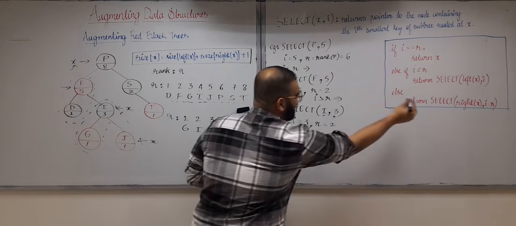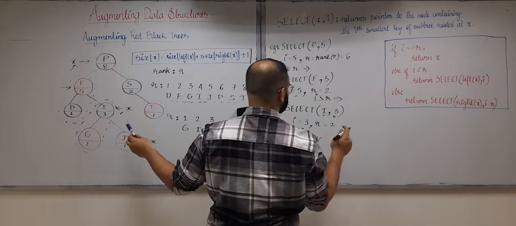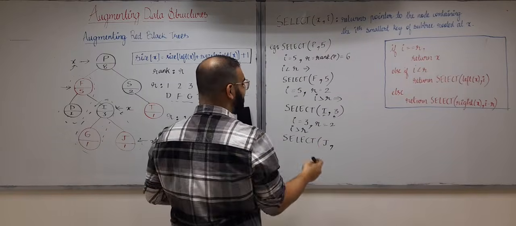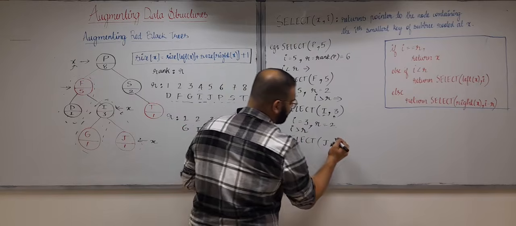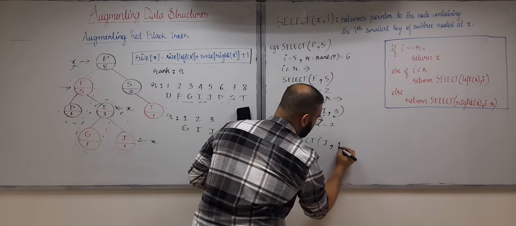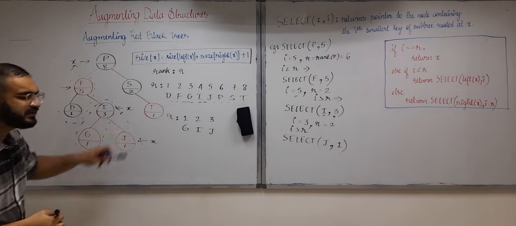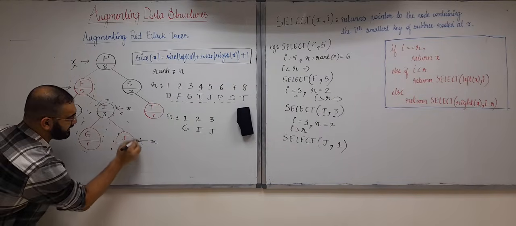So if I write the next recursive call, what is the right child of I? It is j, right? And what is i minus r? i is 3, r is 2. So 3 minus 2 is 1, right? 3 minus 2 is 1. So now I've got this new subtree that is rooted at j, right?